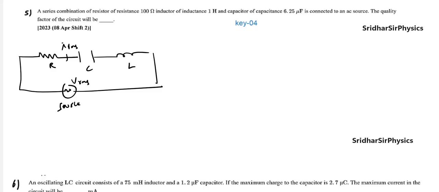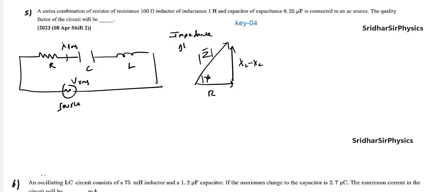It's asking about the power factor. For the power factor, draw the impedance triangle. This is a series LCR circuit. XL minus XC, this is the resistance, this is the impedance. I think this is an impedance triangle. Then the power factor we define here as follows: cos phi is equal to R by mod of Z.